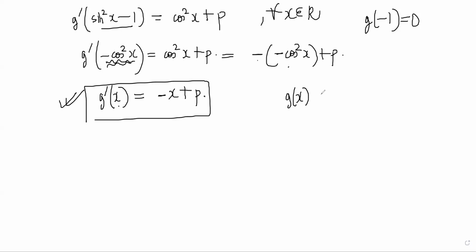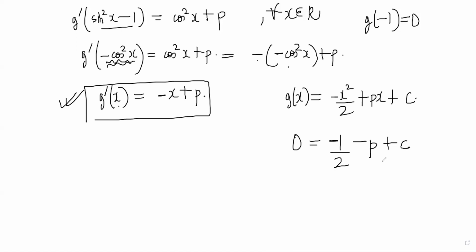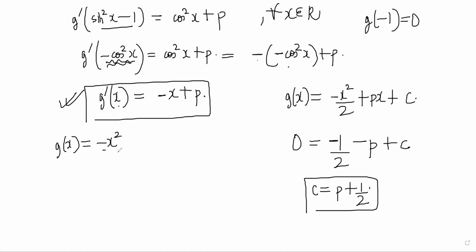Now integrating, we get g of x is equal to minus x square by 2 plus px plus c, and g of minus 1 is 0. So you put minus 1 here, you get minus 1 by 2 minus p plus c. So what we get is c is equal to p plus half, right? So my g of x is coming out to be minus x square by 2 plus px plus p plus half, right? Correct. And now my h of x function is known.